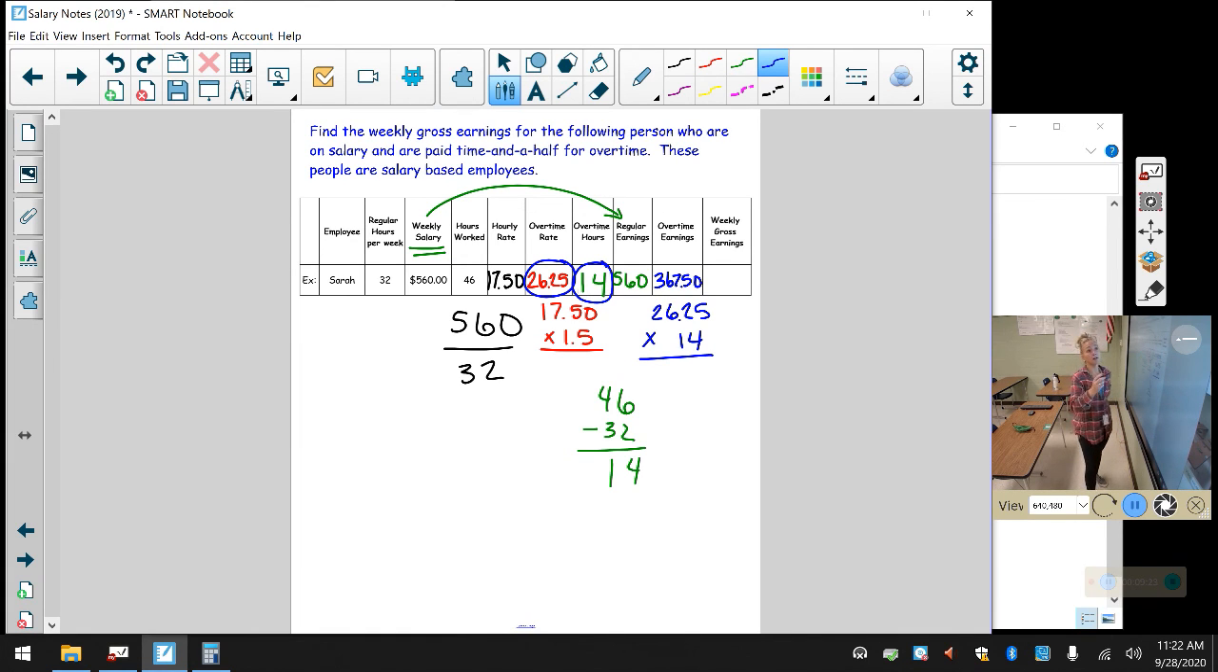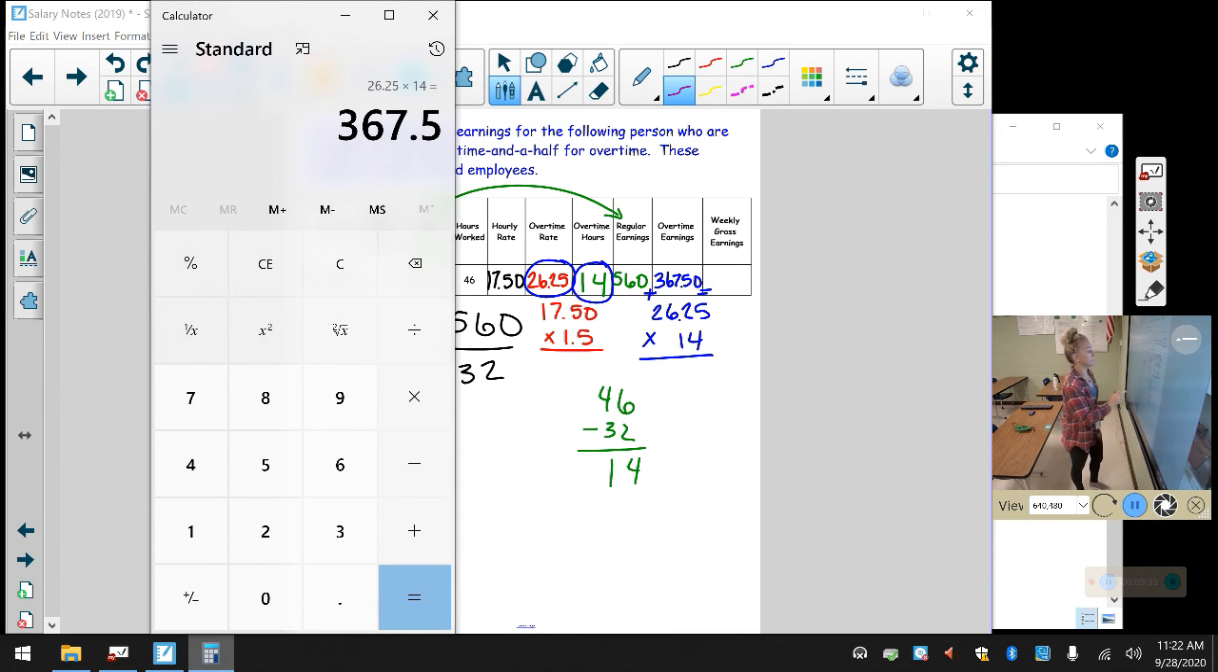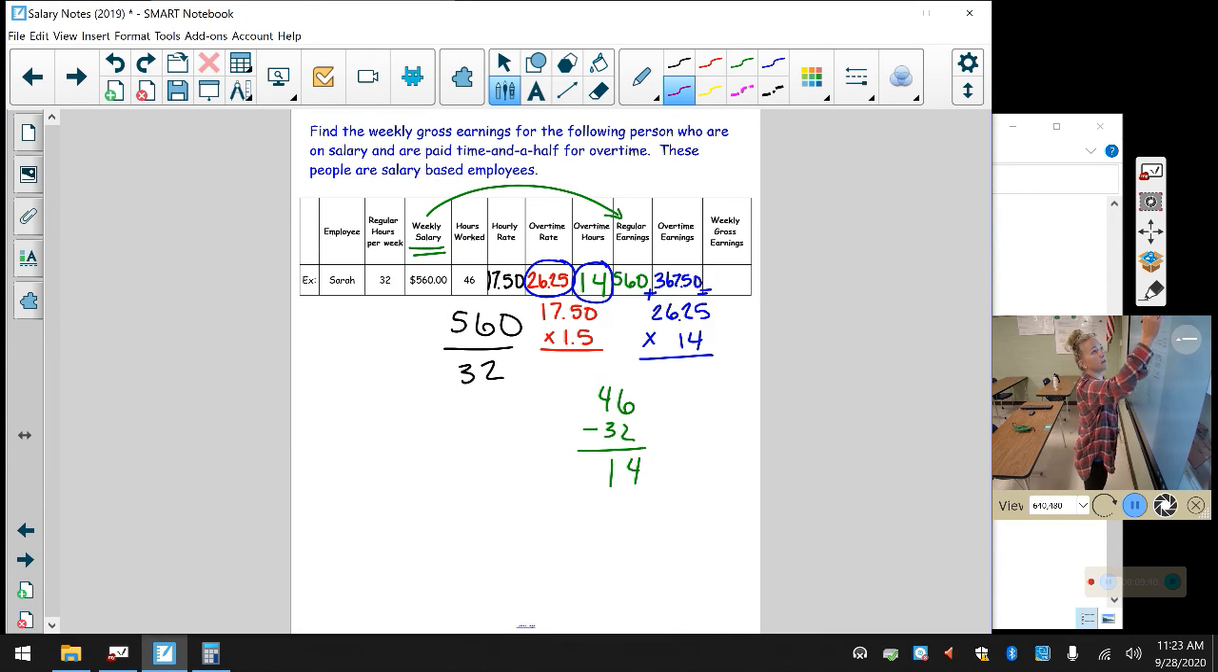And then to find weekly gross earnings, I'm just going to add 560 plus 367.50. $927.50. Squeeze that 50 in there. There we go. $927.50 are the weekly gross earnings.